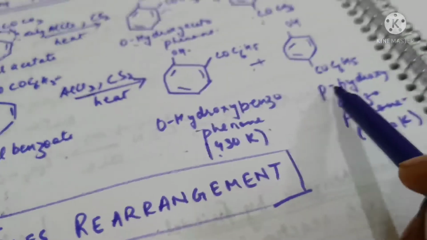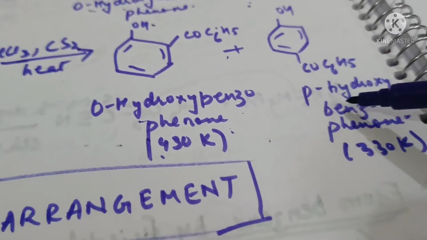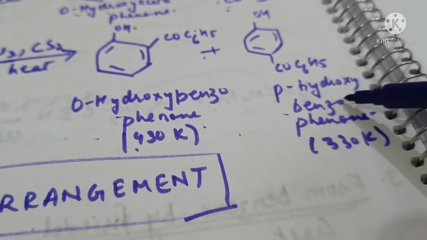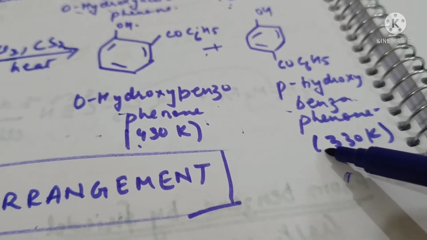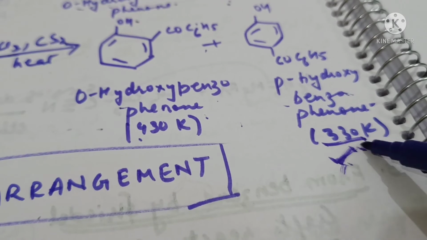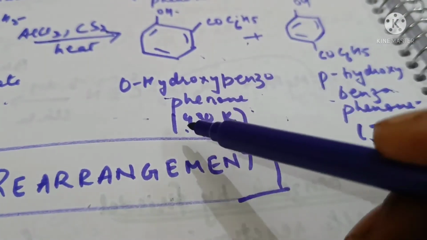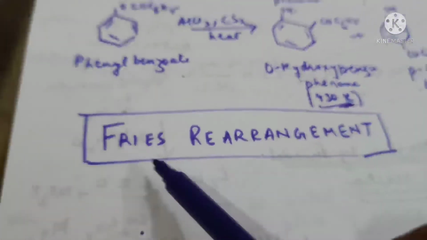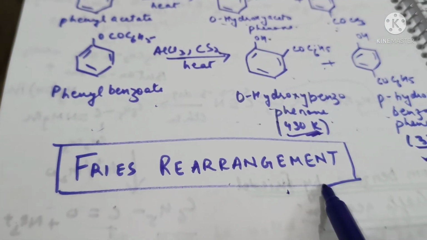Now, this para compound is more stable at 330 Kelvin. It will be formed in more amounts at this temperature. This will be formed in more amount at this temperature. And the reaction is known as Fries rearrangement.